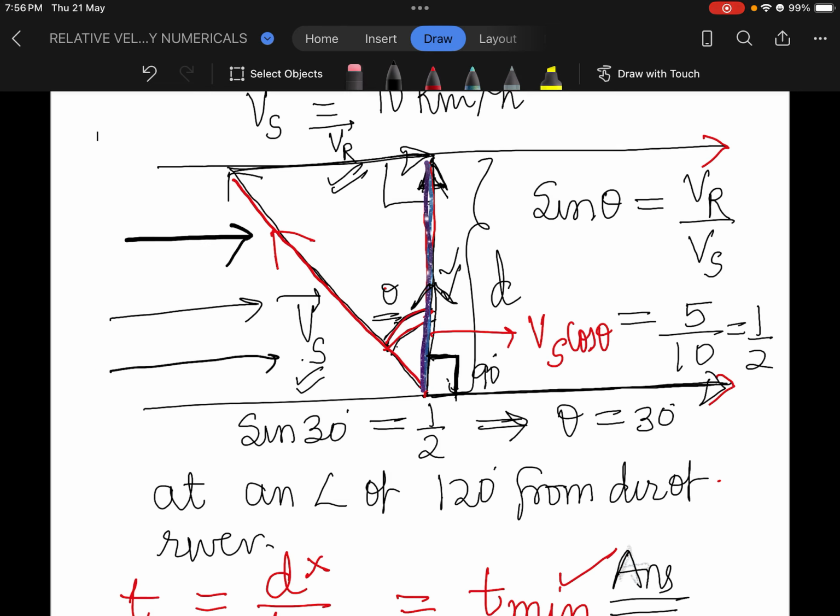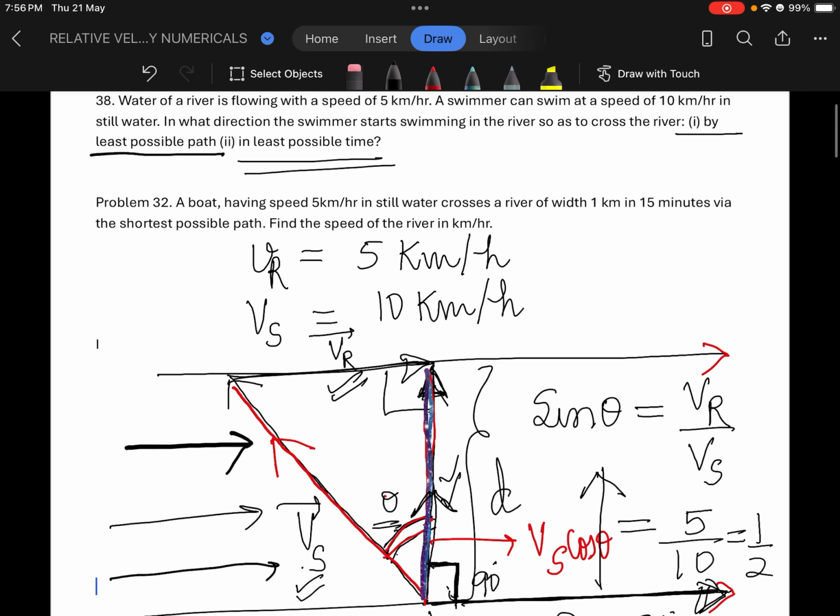So you remember this: if the swimmer wants to cross the river in the shortest possible, in the least time, then he should keep his stroke normal to the flow of the river. If the river is flowing in this direction, then he should swim in this direction. Then he will take the shortest time in crossing. Now see the next question.